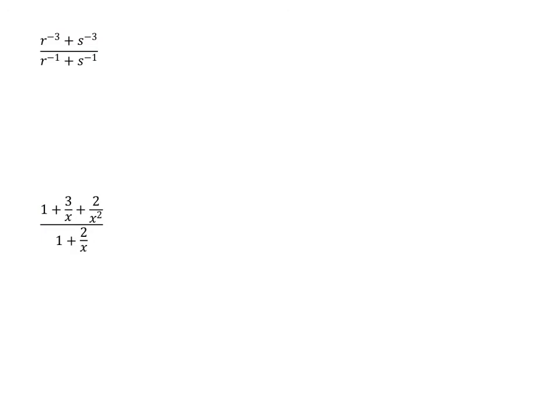This kind of problem is a little tricky because you've got all these negative exponents, and a lot of you are going to want to flip this fraction. You will be incorrect in doing so. This is 1 over r cubed plus 1 over s cubed over 1 over r plus 1 over s. So here's one where I will use method 1. Simplify the numerator and denominator separately, then divide.